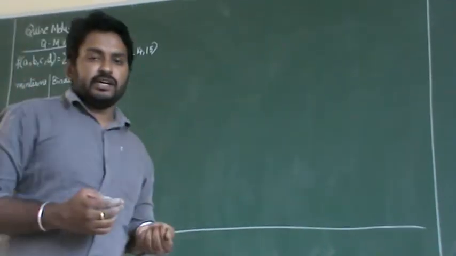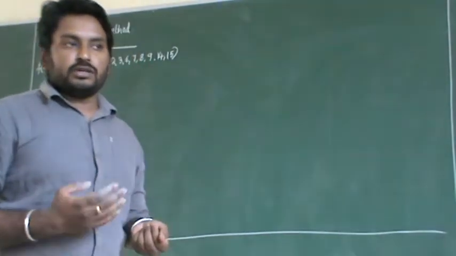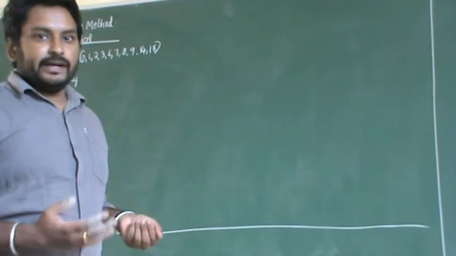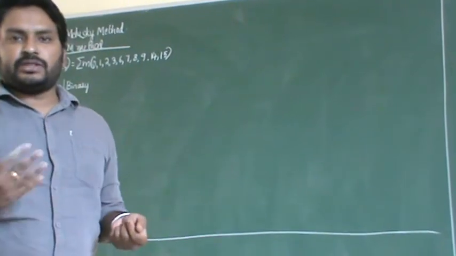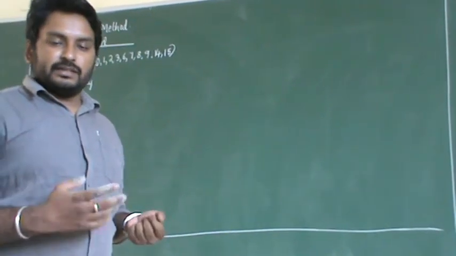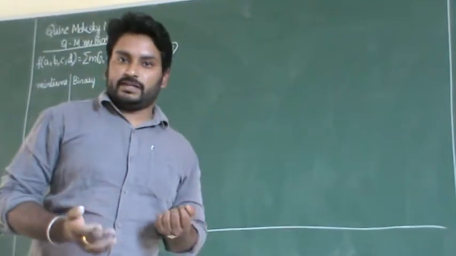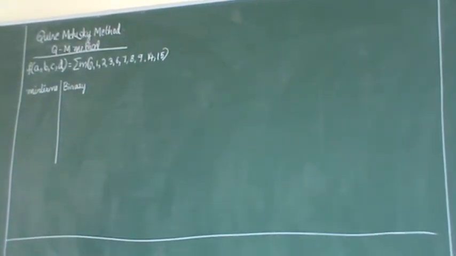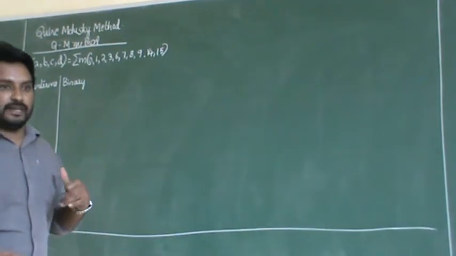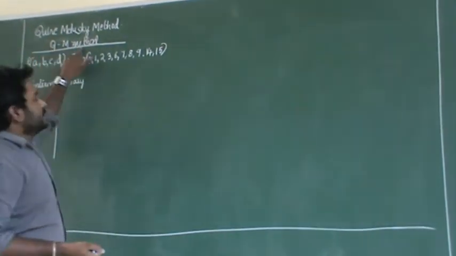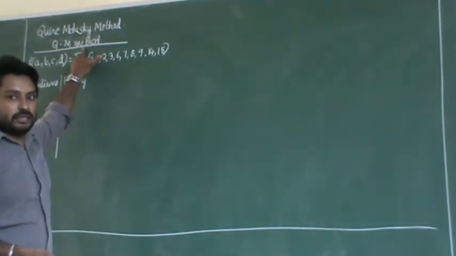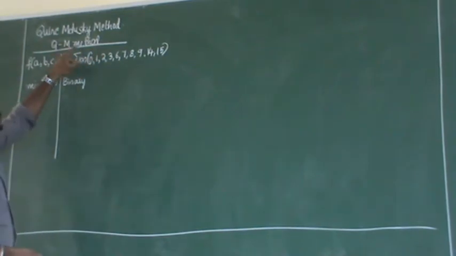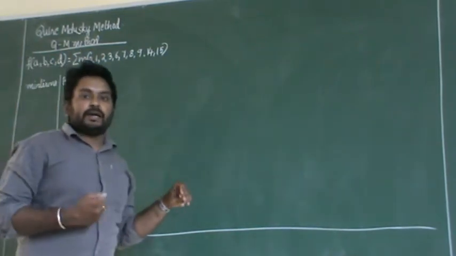Simplify the expression, right? So the first method was to use Boolean laws in order to simplify the expression. Next method was to use K-maps, that is Karnaugh maps, in order to simplify the expression. So the next technique that we will be using in order to simplify the expression is the QM method, which is also called the Quine-McCluskey method.